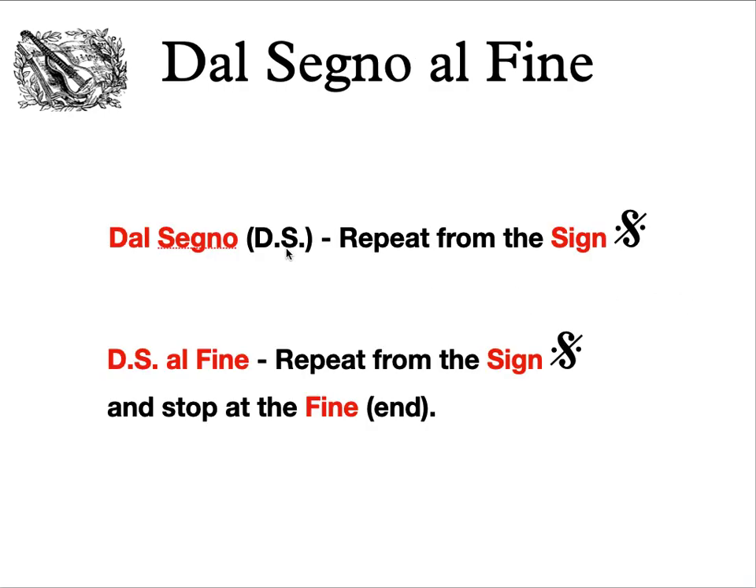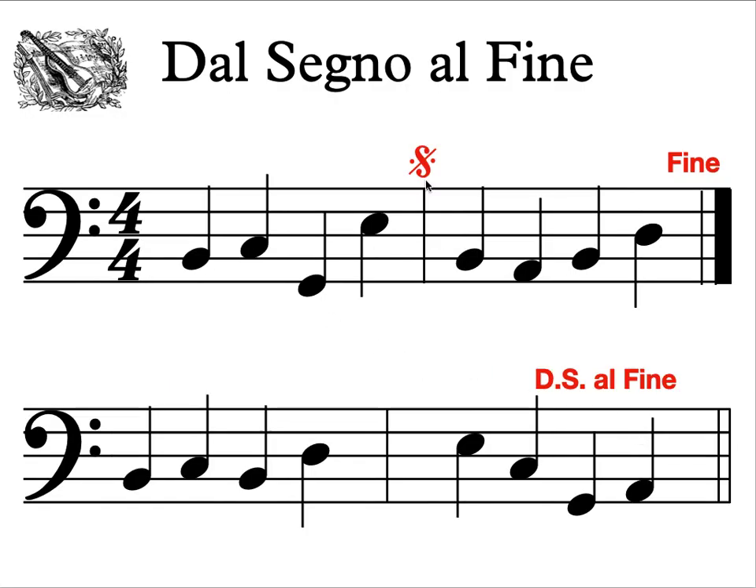Okay, now here's the distinction. The first one was DC, now it's DS, dal segno. Repeat from the sign, DS. So DS al fine, repeat from the sign and stop at the fine. So there's the sign, there's the fine, and the DS is from the end of this measure. So we're going to go from the DS back to the sign, not the beginning, and then we'll stop at the fine. So it'll go like this.